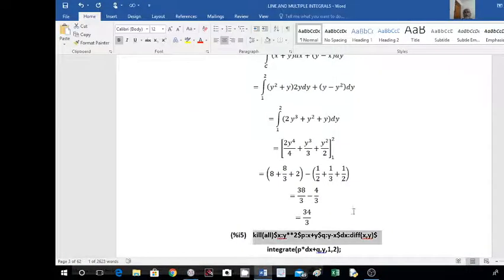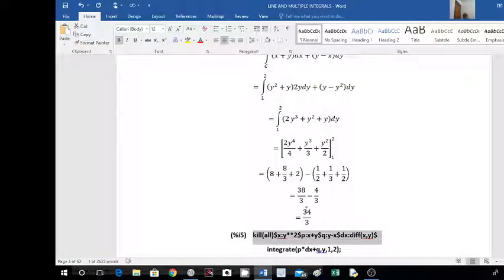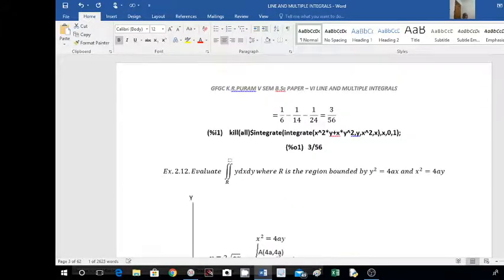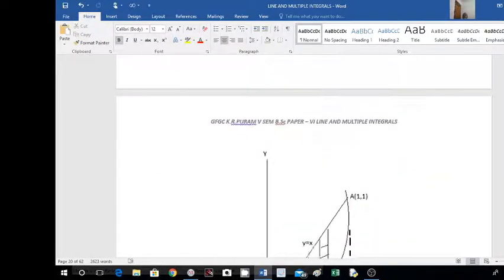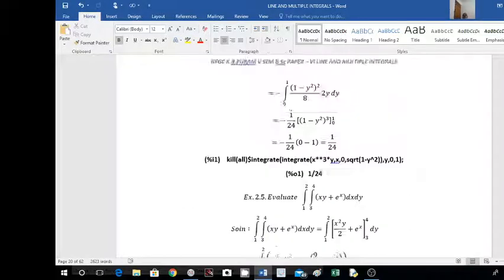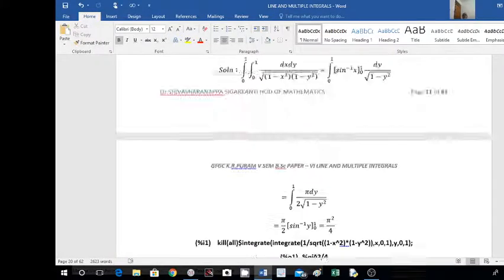As my answer is 34 by 3. Yeah. So I am getting the answer here. Right. So here we are integrating with respect to y. So in place of x, I am putting a function of y here. Okay. X is equal to y square I am writing, and I am integrating with respect to y. Therefore that becomes here p dx plus q. Okay. The next example.